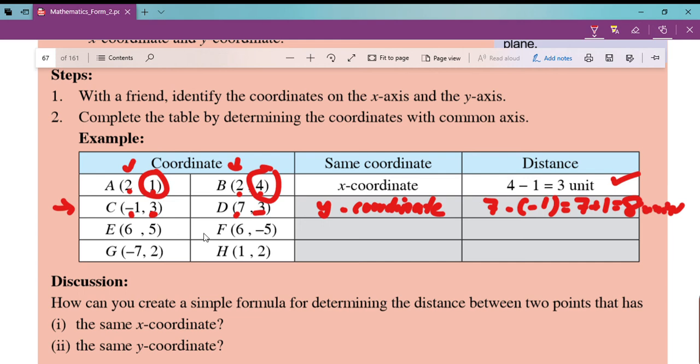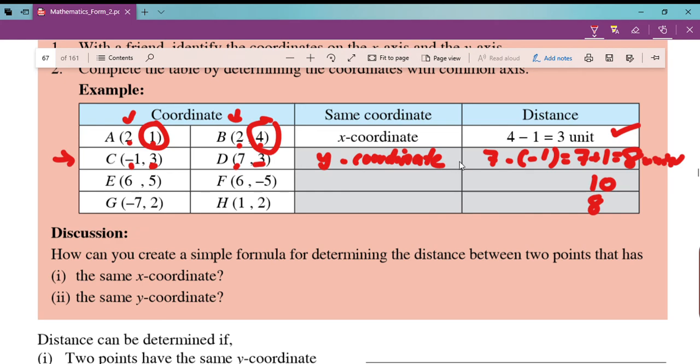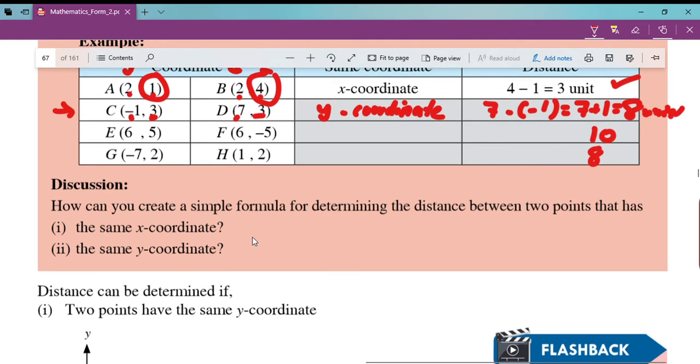For the next 2 questions, I hope you can try by yourself. Here I just give the final answer, so I hope you can get it by yourself. The final answer for the distance between E and F is 10 units, and for G it is 8 units. The distance is always a positive value. Remember, use the large value minus the small value. When you have a negative value, you have to change it to plus.